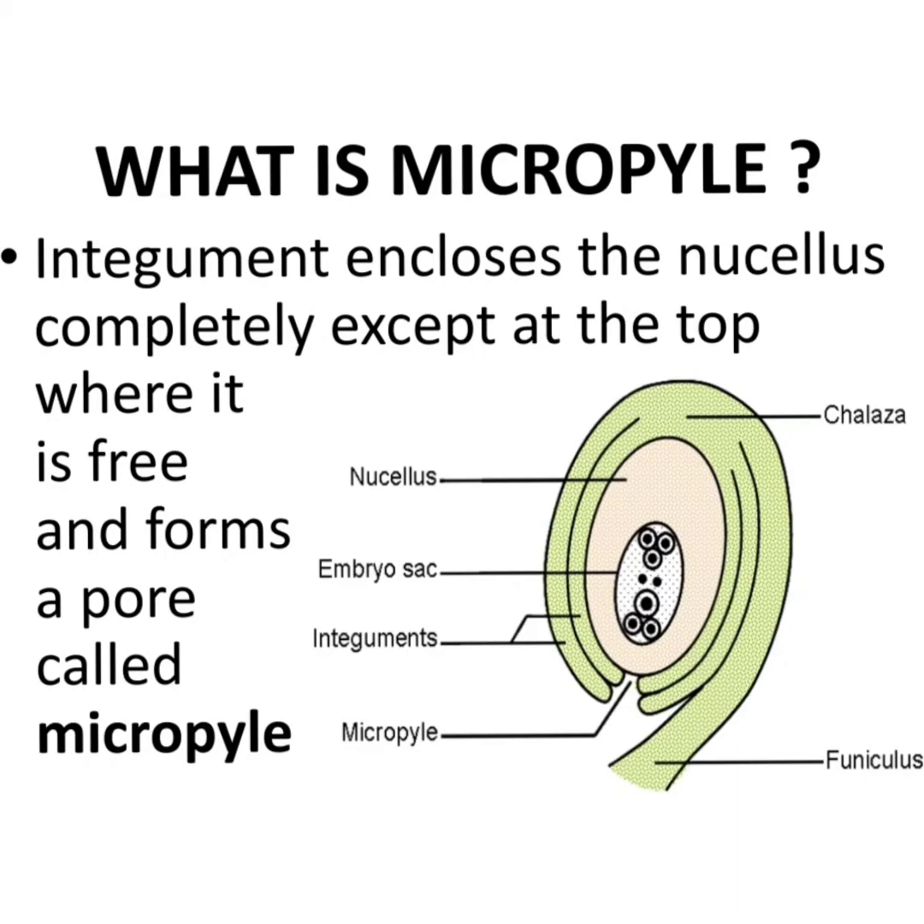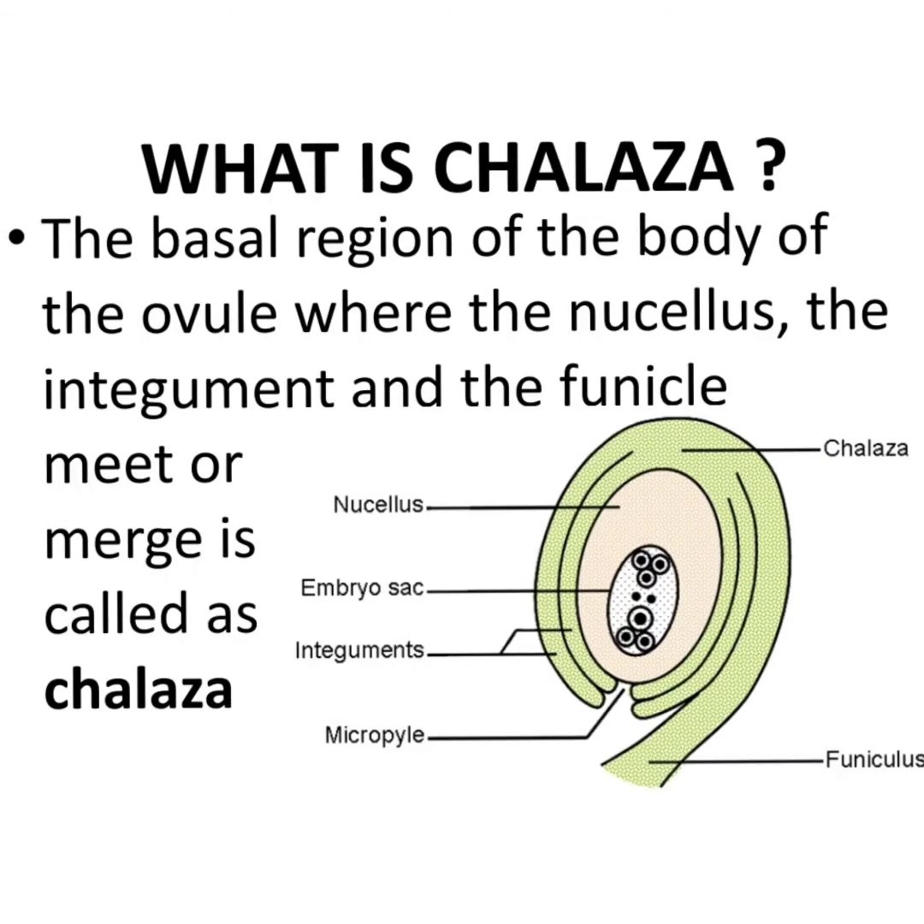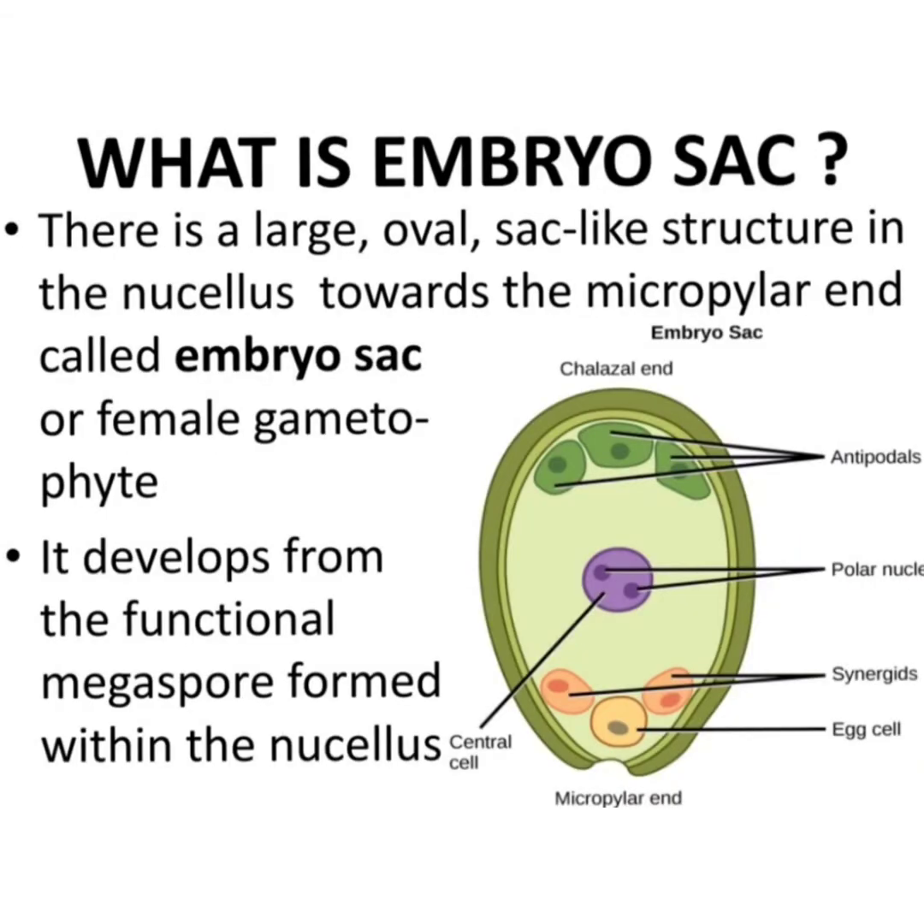What is micropyle? The integument encloses the nucellus completely except at the top, where it is free and forms a pore called the micropyle. What is chalaza? The basal region of the body of the ovule where the nucellus, the integument and the funicle meet or merge is called the chalaza. What is an embryo sac? There is a large oval sac-like structure in the nucellus which is present towards the micropylar end. This is called the embryo sac or the female gametophyte. It develops from the functional megaspore formed within the nucellus.